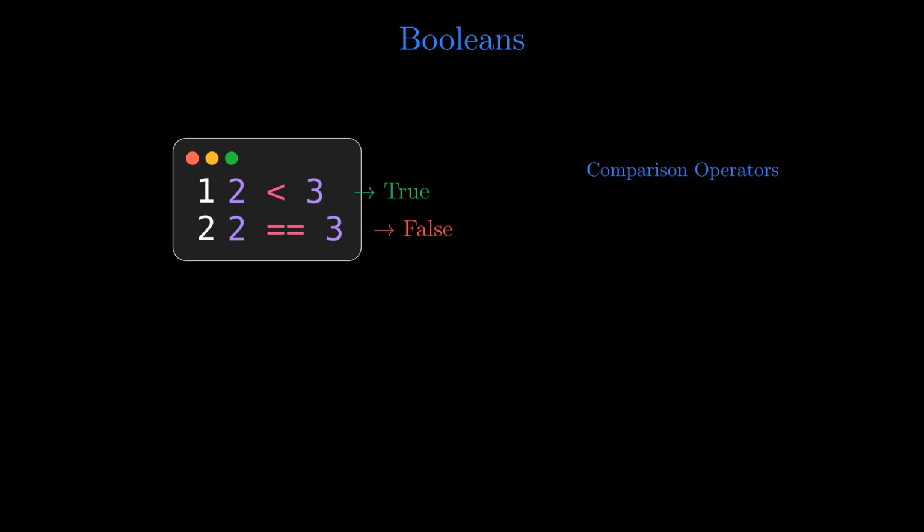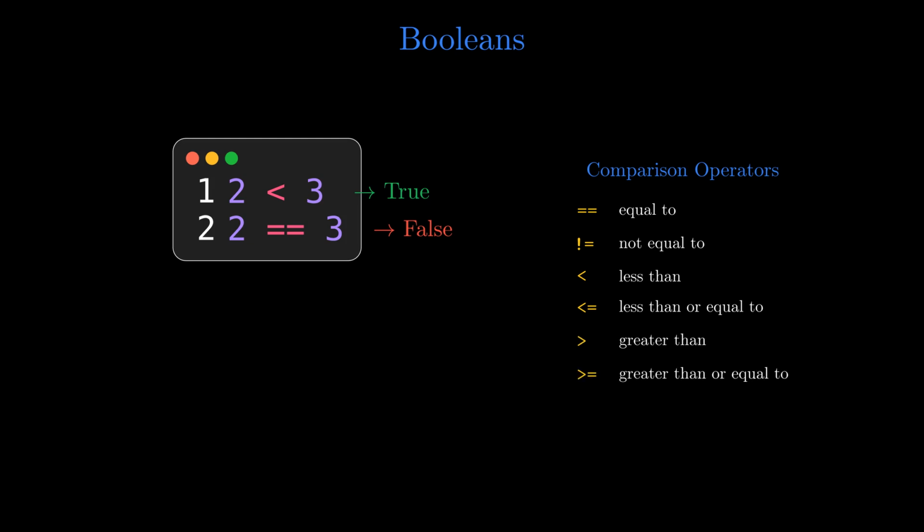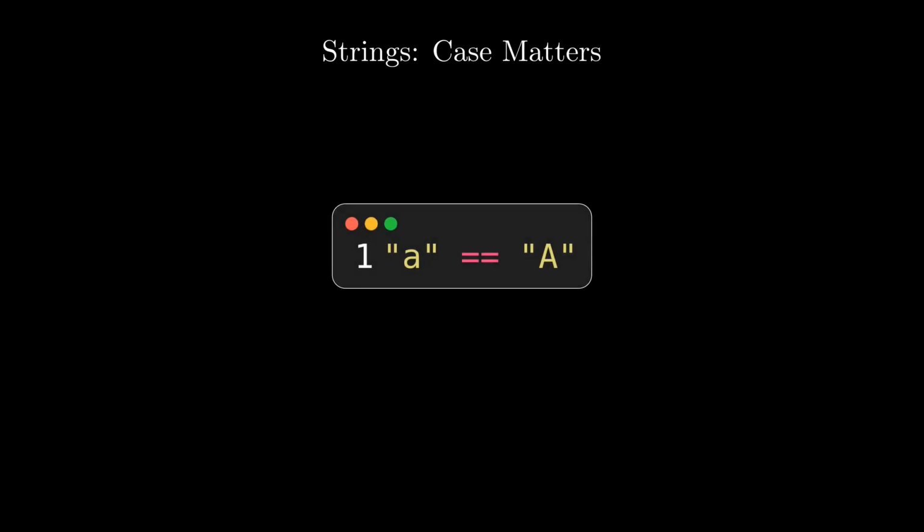Python has a full set of comparison operators, and every one returns a Boolean: double equals tests equal to, exclamation point equals tests not equal to, less than and less than or equal to, greater than and greater than or equal to. Each one takes two expressions, compares them, and hands back exactly one of two possible values, True or False, nothing in between. These operators work on strings too, with one catch: case matters.